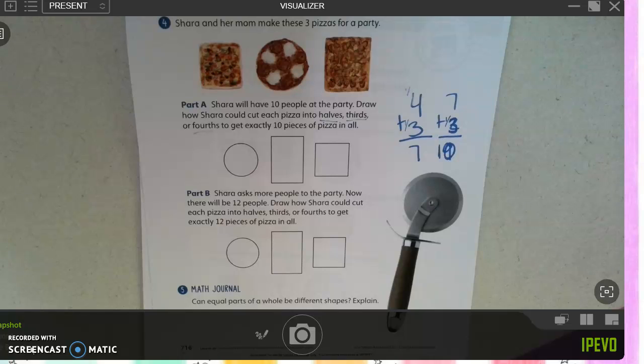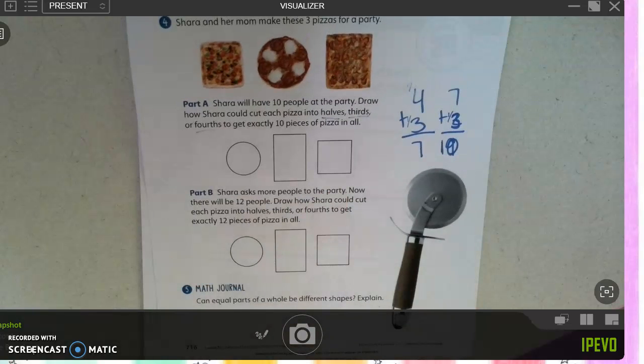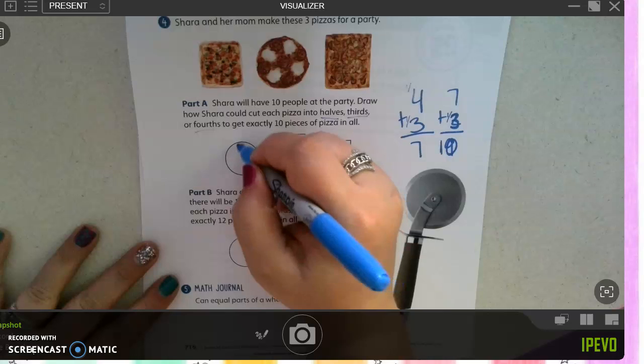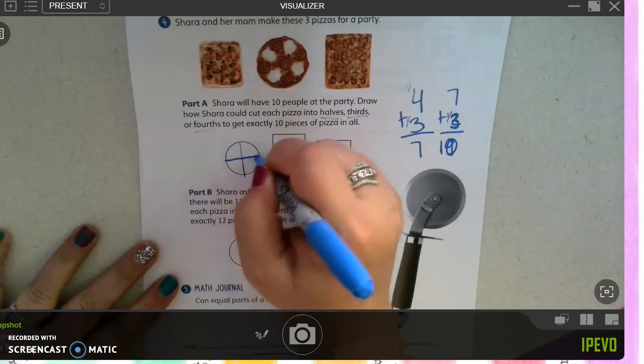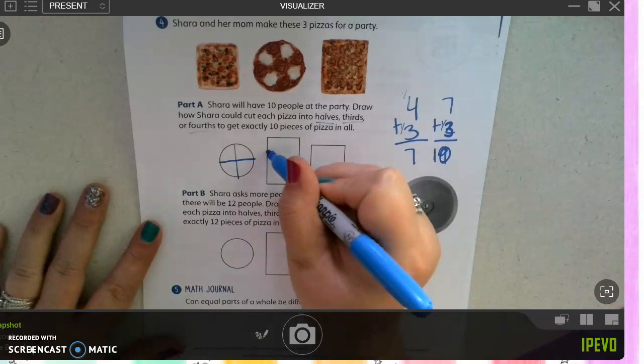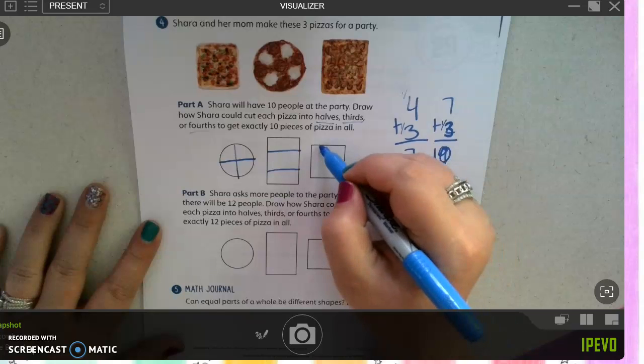So let's practice. Pick one of the pizzas, divide it into fourths. Pick the other two pizzas and divide them into thirds. Dividing a circle into equal thirds is not easy, so I'm going to decide to do the circle into fourths, because that's easy peasy. Doing the rectangle into thirds-ish. Doing the square into thirds-ish.